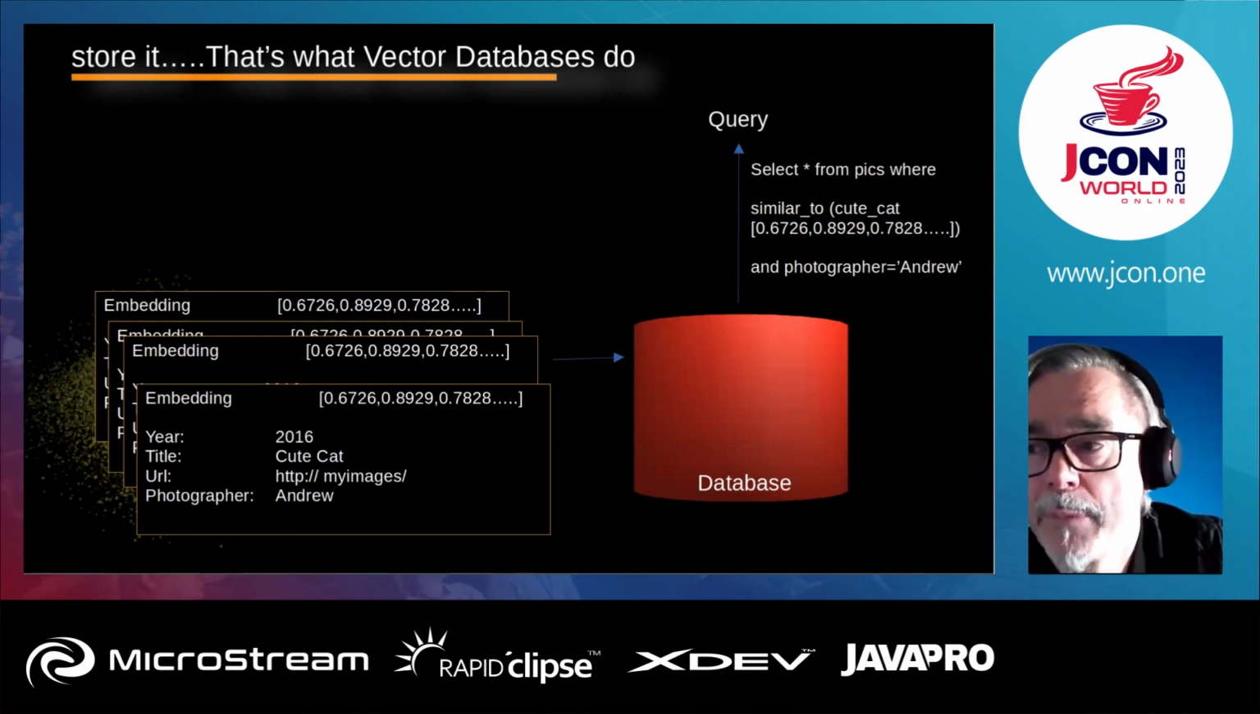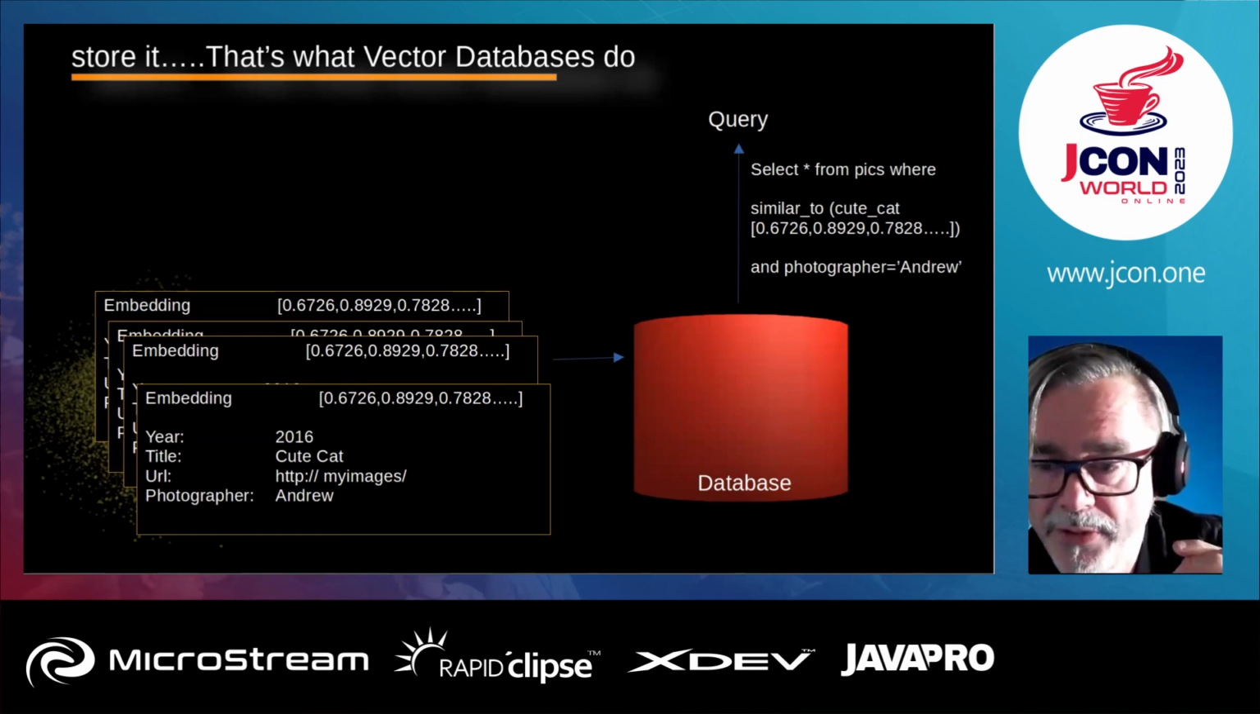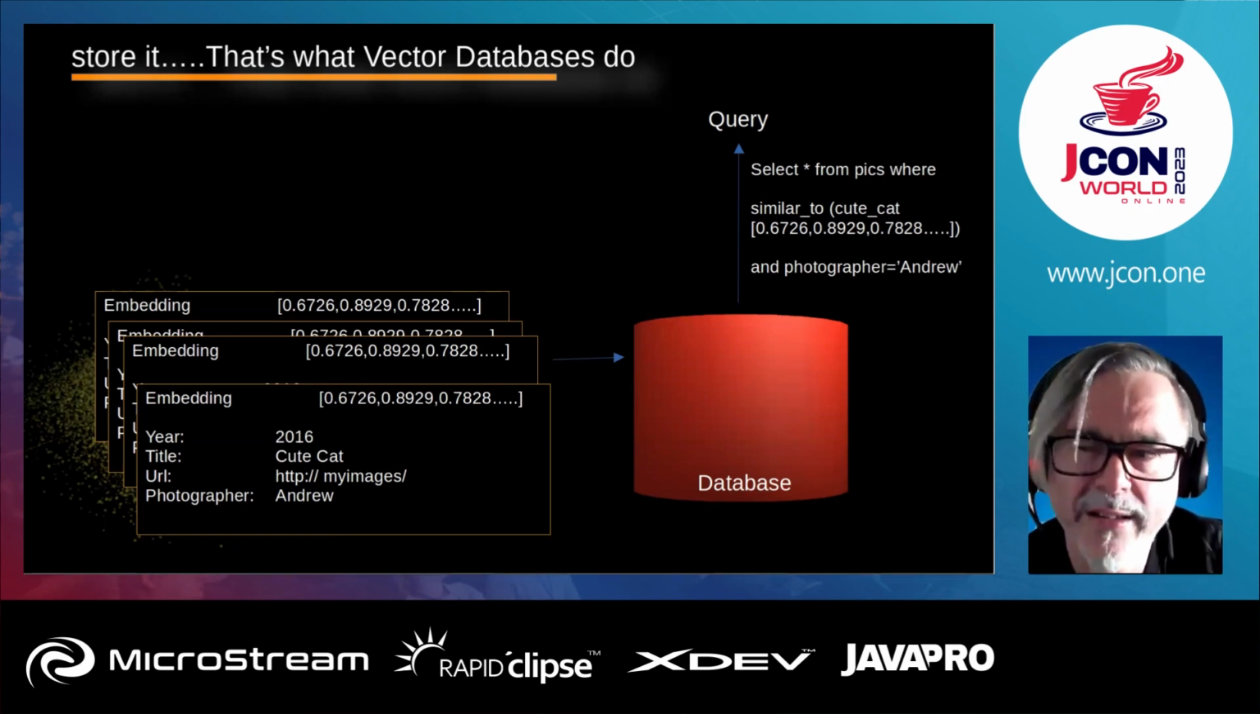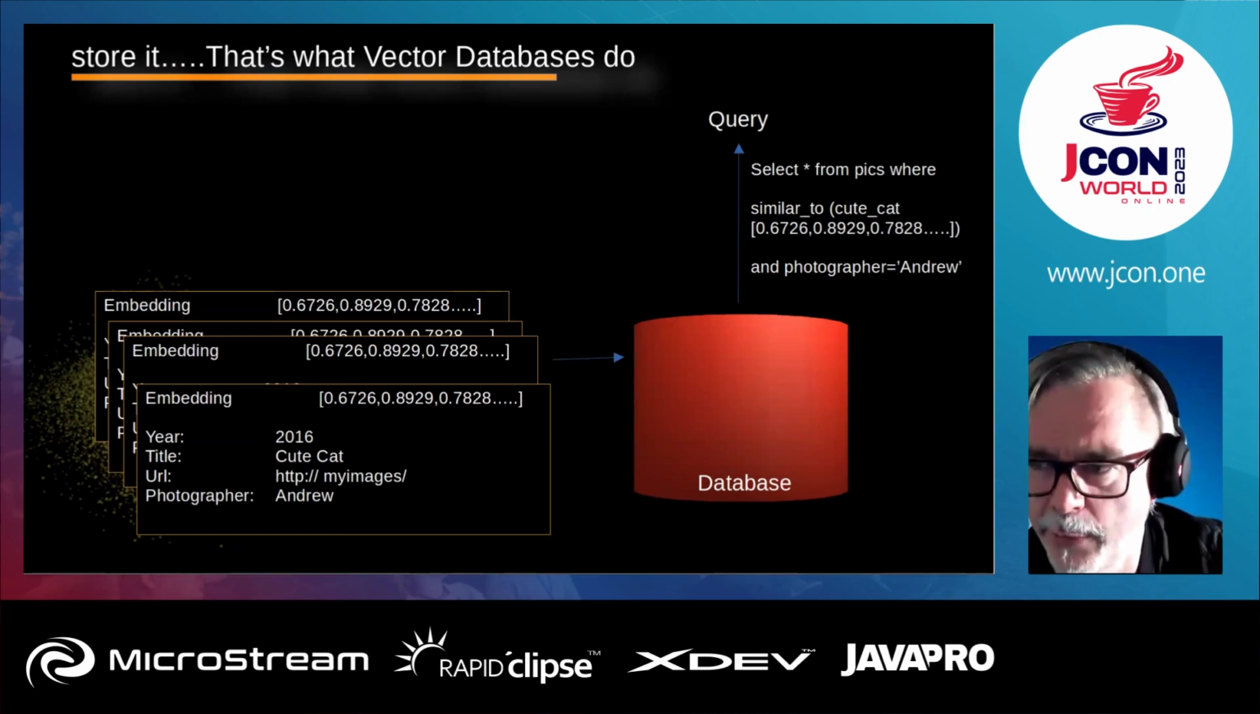So actually, it's the main concept of the vector database. This is what vector databases do. A lot of theory now, I know.